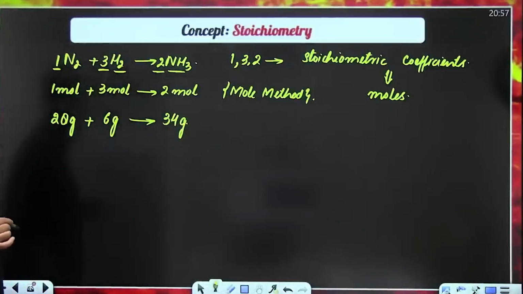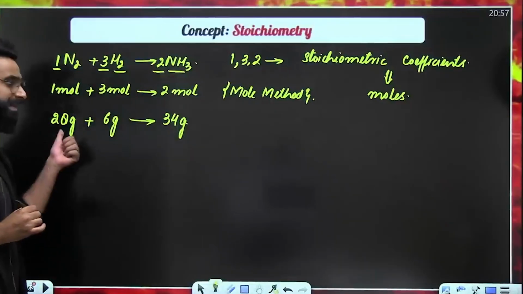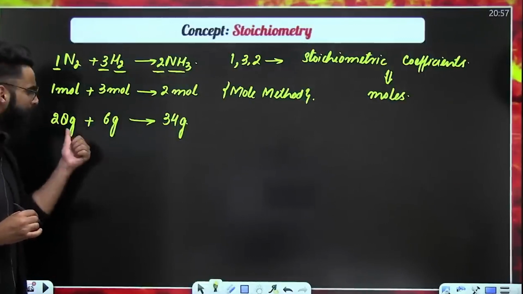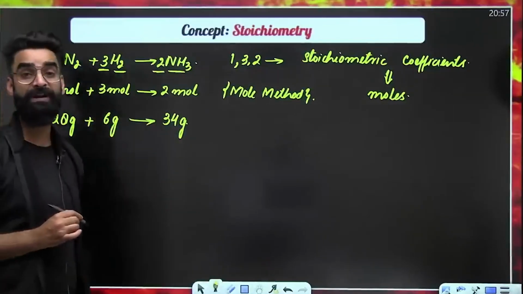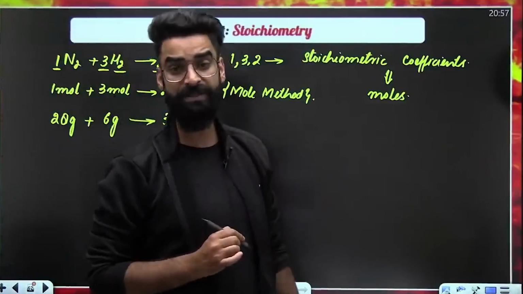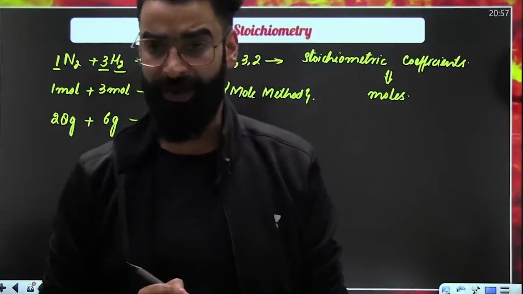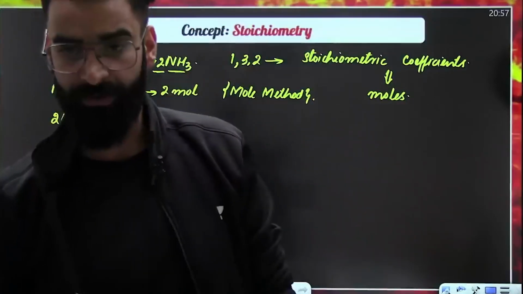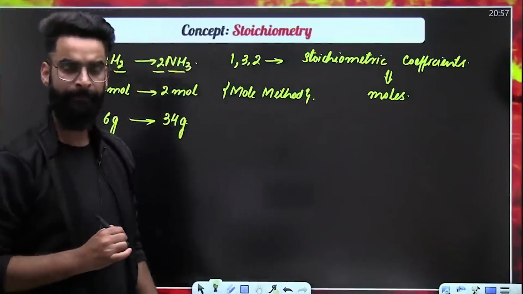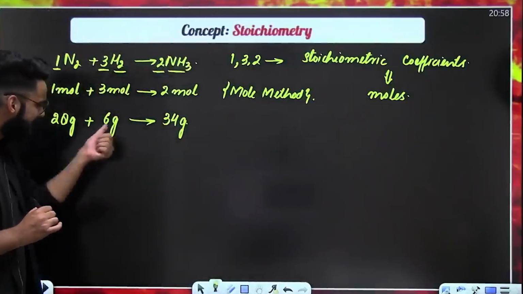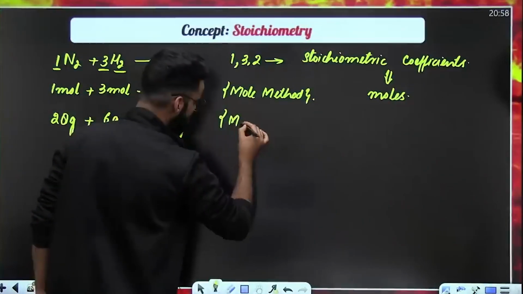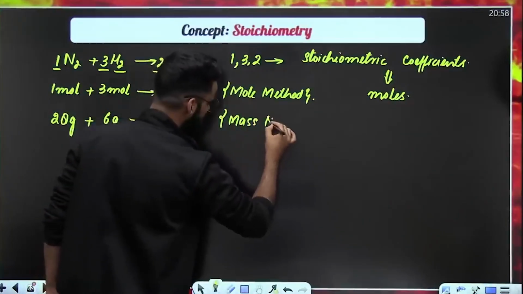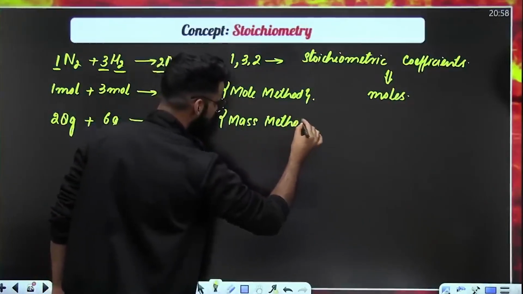Dear students, we got to know 28 grams of N2 completely reacts with 6 grams of H2 and produces 34 grams of NH3, right? Right, people? Perfect. So have a look exactly. This particular statement which I wrote over here, I wrote in terms of mass. So I'm calling this method in stoichiometry the mass method.